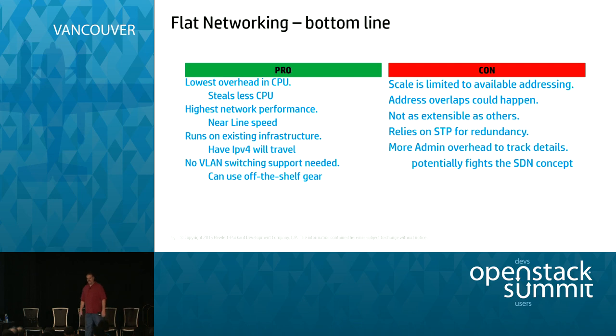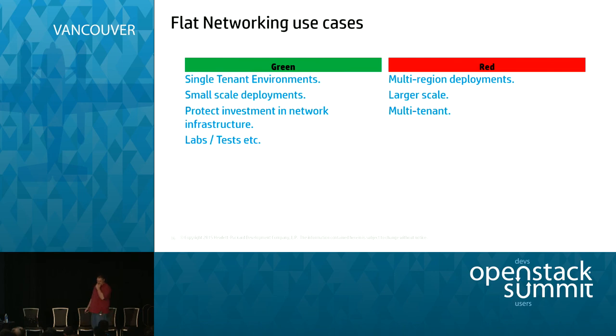Negatives: scale is going to be limited, right? Address overlaps can happen, and then bad things happen from that. It's not really extensible like some of the others, which we'll see. And it does rely heavily on spanning tree. It's really the only thing there that's doing anything for it. More admin required, right? And more admin goes against the concept that we're driving for here. So why would I use it?